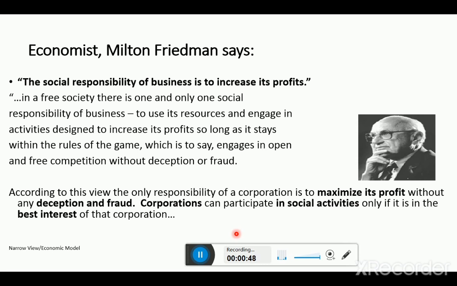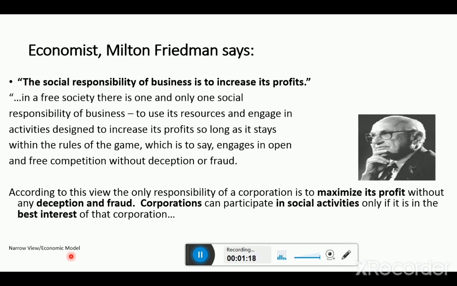Now in this lecture we are going to start with the two concepts, or simply we can say the two views of the CSR. Sometimes in some books this view is known as a narrow view. Sometimes it is known as the economic model, and sometimes it is known as the economist model as well.